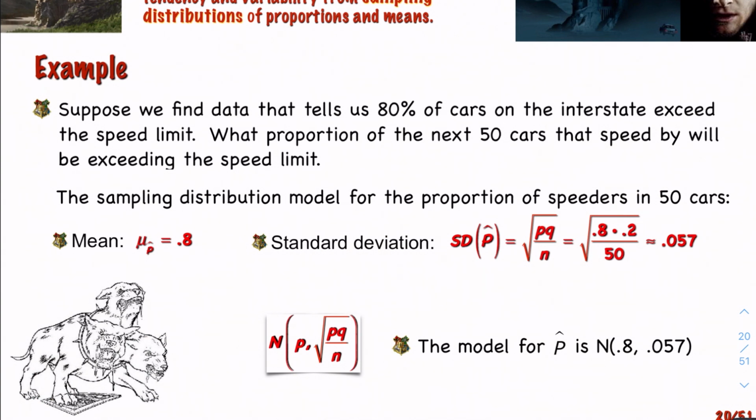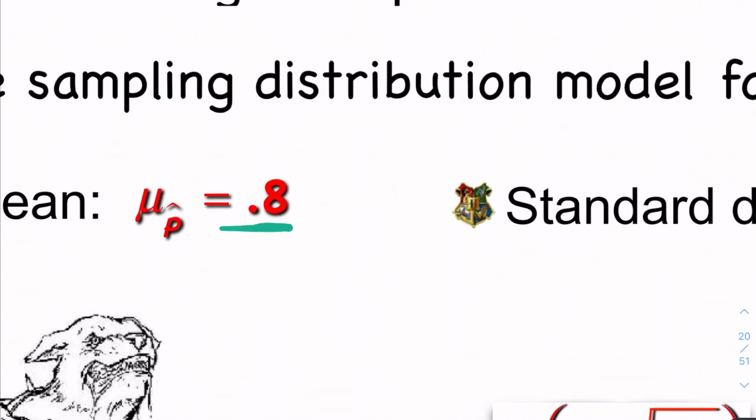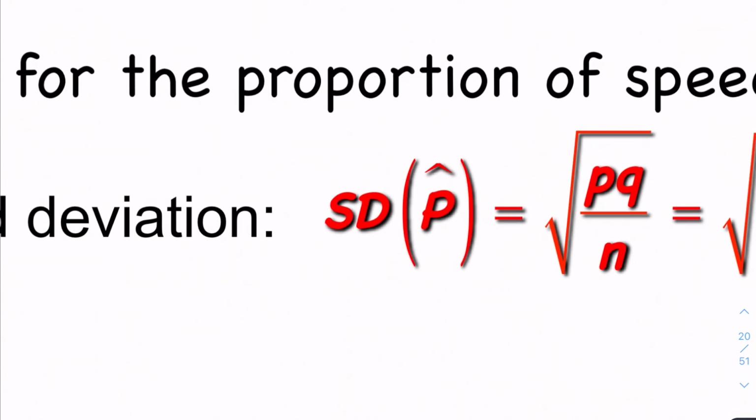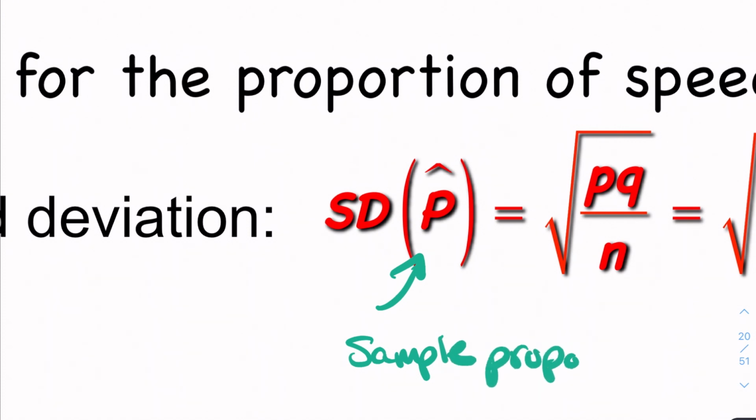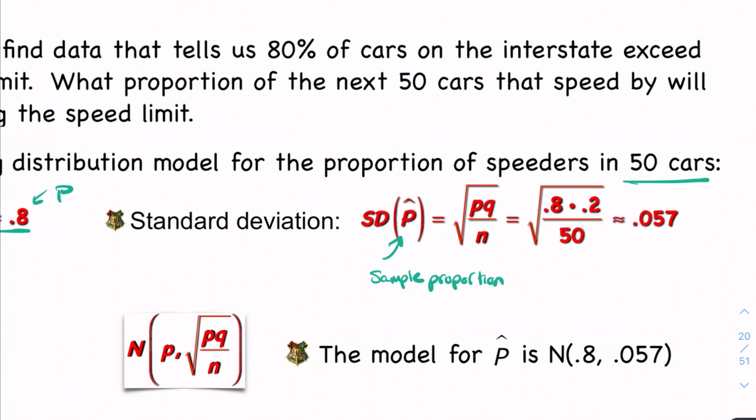So we do have to do a couple calculations. The sampling distribution model for the distribution of speeders in 50 cars, we're saying our mean sample proportion, or p hat, is 0.8. This is our true population proportion. Note, that was given to us. Our standard deviation of our sample proportion is the square root of PQ over N. So 0.8 times 0.2 divided by 50 is 0.057. Note, these are all percentages or probabilities of our sample.